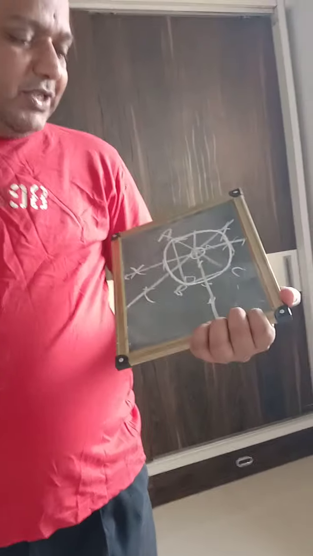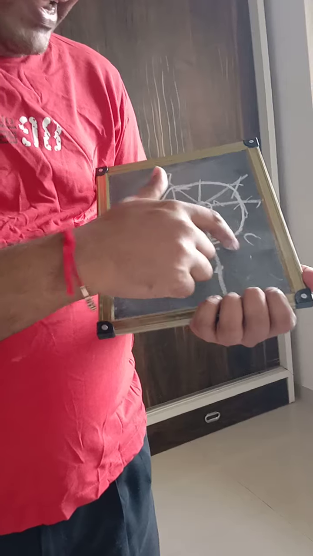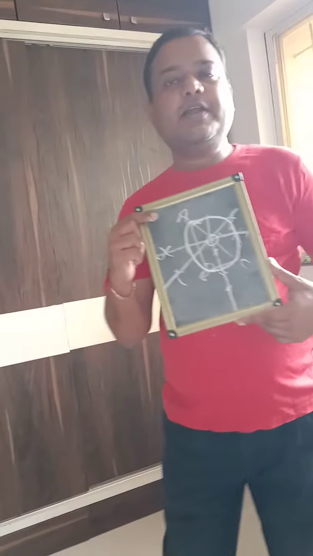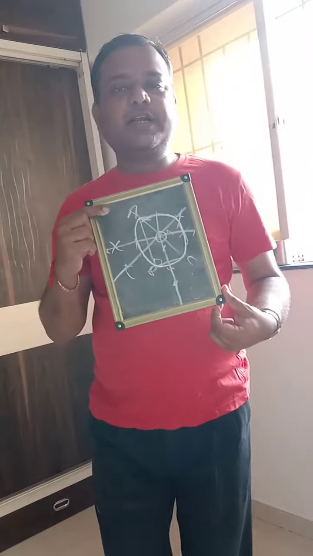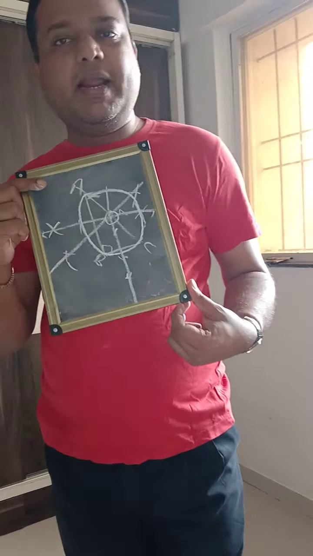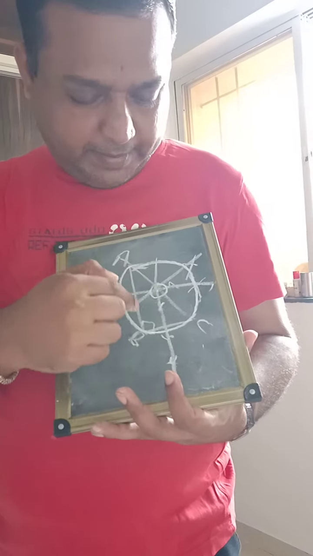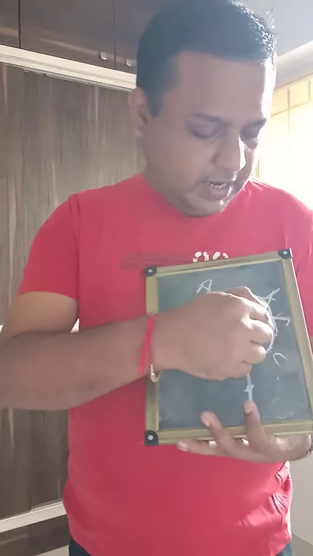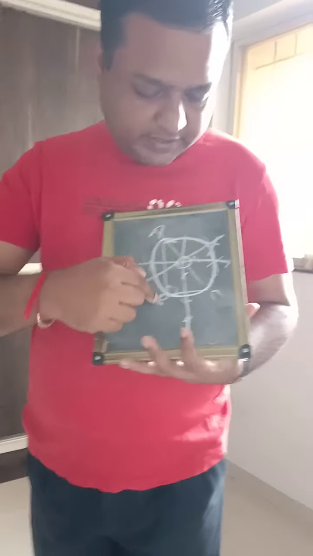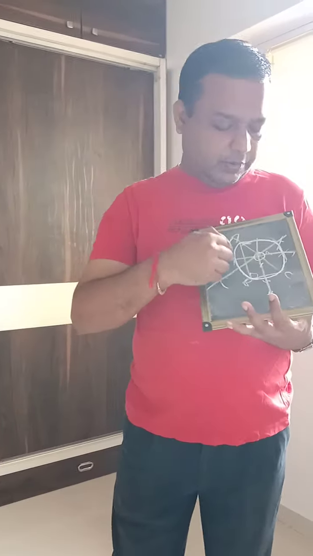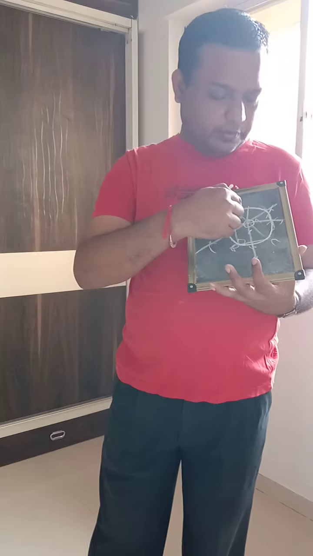So this is my triangle and this is the outer circle. We make an outer circle of a triangle. This is circle A, B, C. This circle is the outer of the triangle.